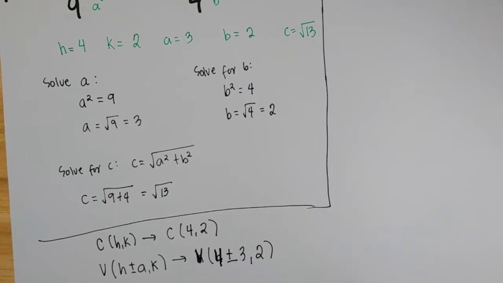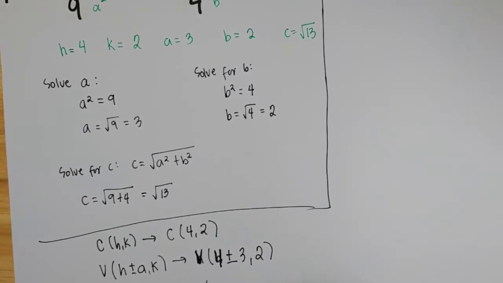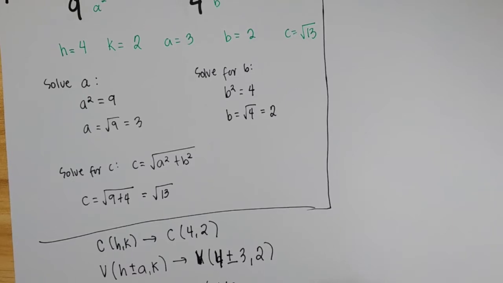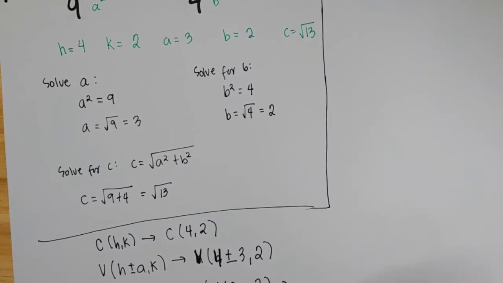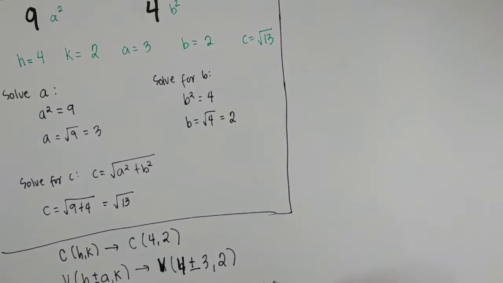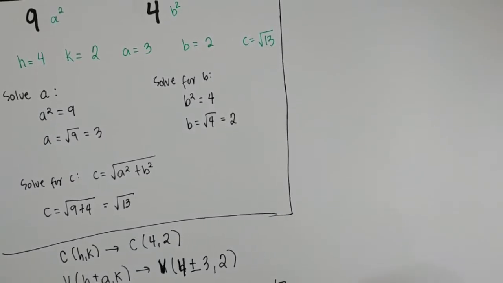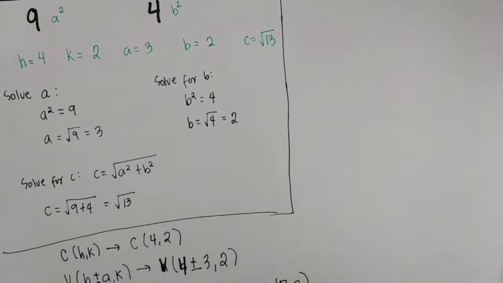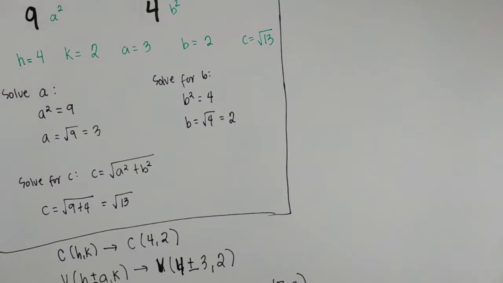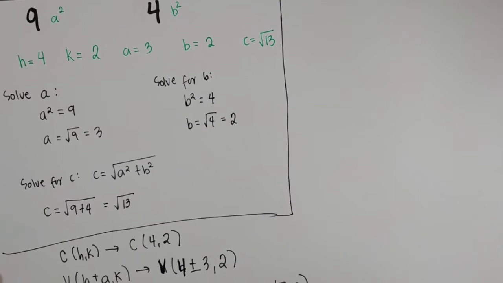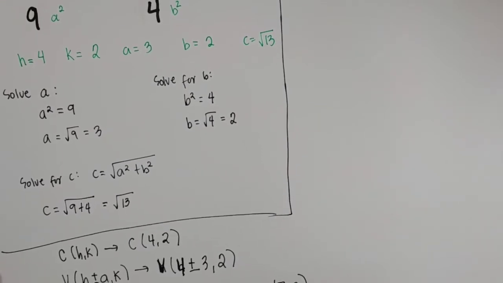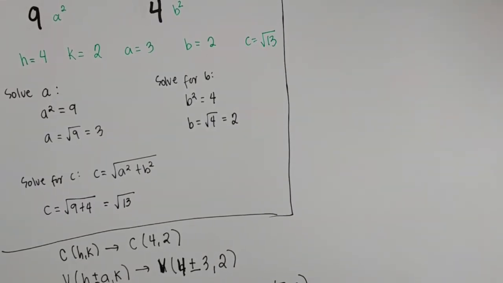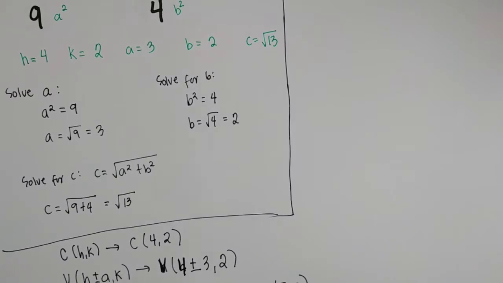So, ano yung V1 natin? So, V1 natin is (4 plus 3, 2). So, this will be V1, or vertex 1, is (7, 2). Okay, so yan yung point ng vertex 1. So, how about vertex 2? We have (4 minus 3, 2). So, we have here our V2 is (4 minus 3 is 1, 2). So, that is our vertices.